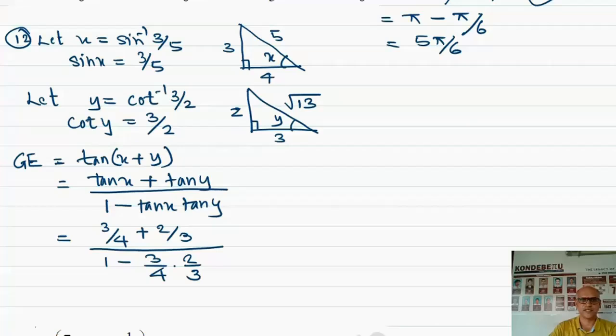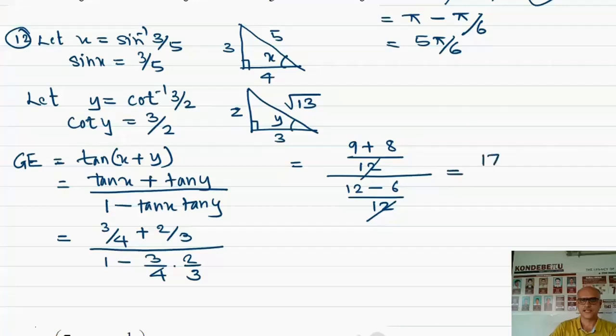Now simplify. Numerator LCM: 3 into 3 is 9 plus 8, divided by 12, whole divided by 12 minus 6 divided by 12. So 12 gets cancelled. 9 plus 8 is 17 by 6. So we have the answer 17 by 6. Clear? Next round one.